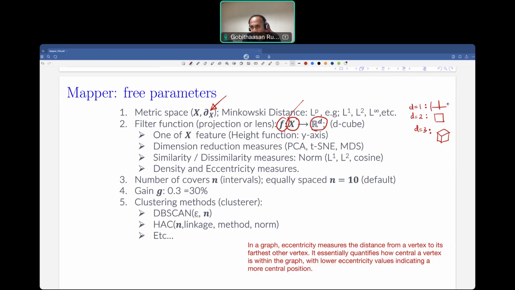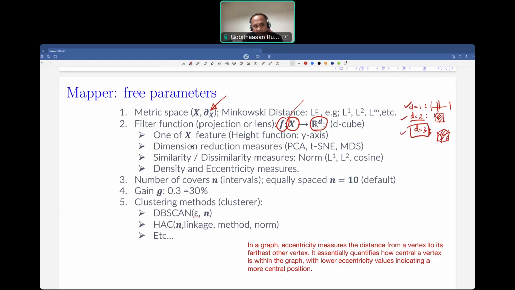So you break them into small covers, right? Overlapping covers. Whereas it can also be d equals 2. So you get an area, like cubes, right? And then d can also be 3. Then you get a nice box like that. So it can be any dimensional space, but usually we use a lower dimensional space so that it is easier to compute. So we can use d equals 2, d equals 1, d equals 3. Okay, so that's the first thing, filter function.